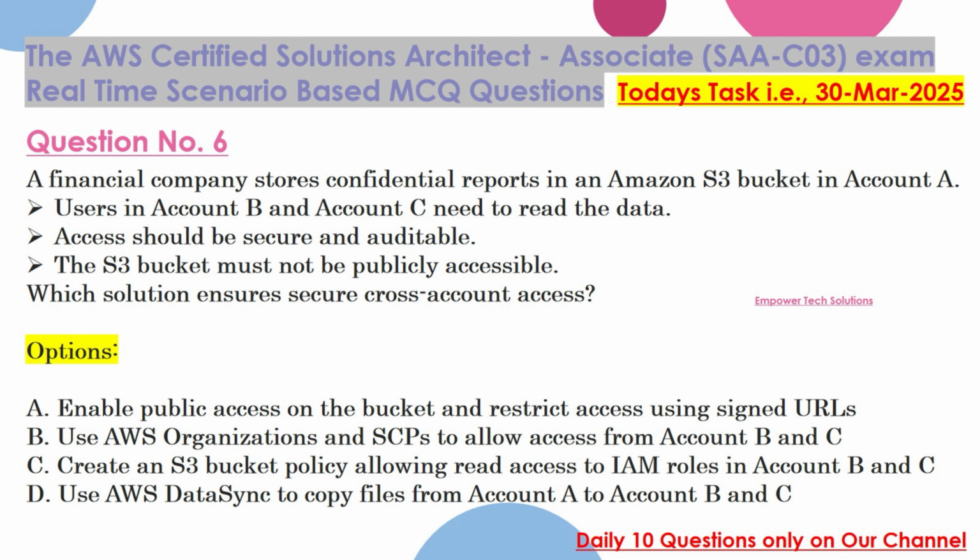Options: A. Enable public access on the bucket and restrict access using signed URLs. B. Use AWS Organizations and SCPs to allow access from account B and C. C. Create an S3 bucket policy allowing read access to IAM roles in account B and C. D. Use AWS DataSync to copy files from account A to account B and C.